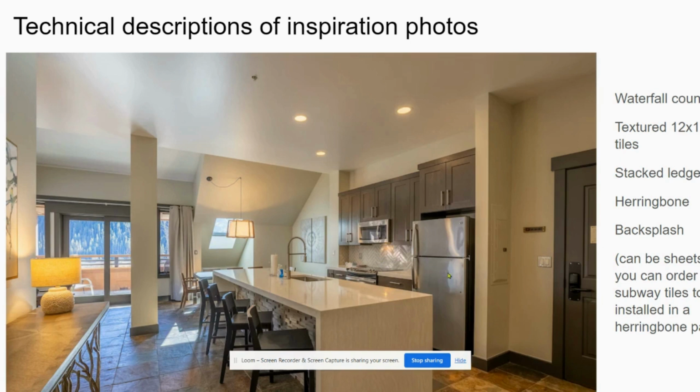This is a herringbone backsplash. There's multiple ways to do herringbone. You can either order subway tiles and have them cut and installed into that pattern, or you could buy a mosaic sheet, a 12 by 12 sheet that has the herringbone pattern, or 12 by 24 tiles that have a printed herringbone pattern on the top.